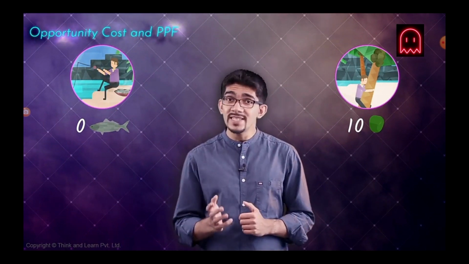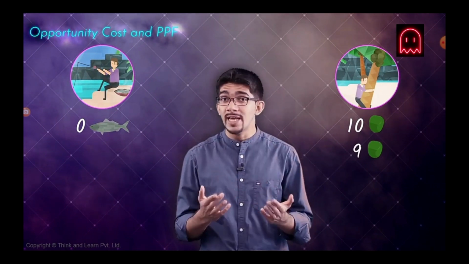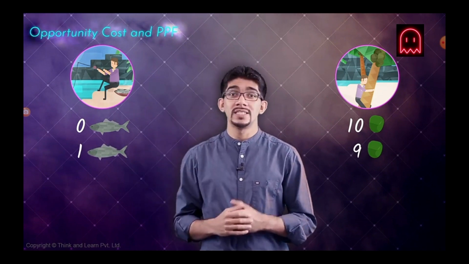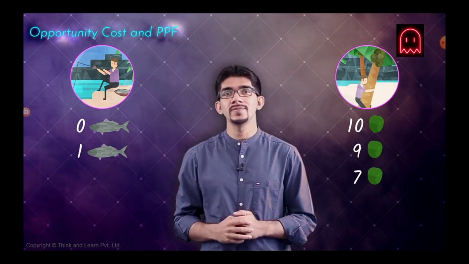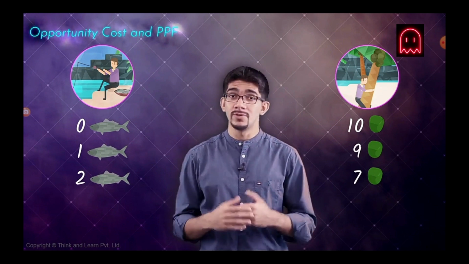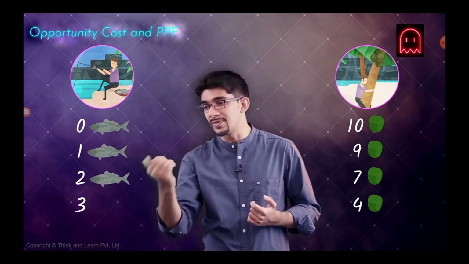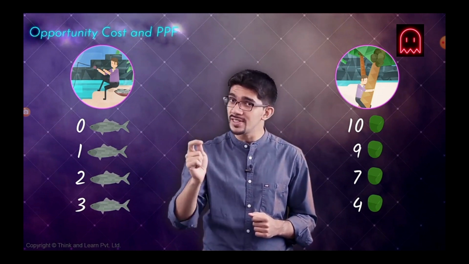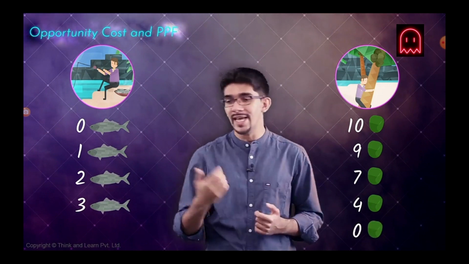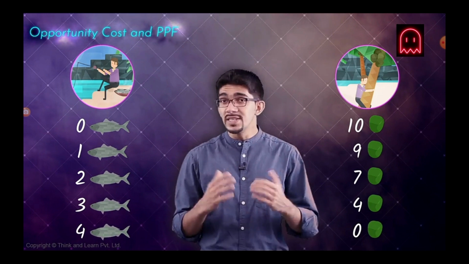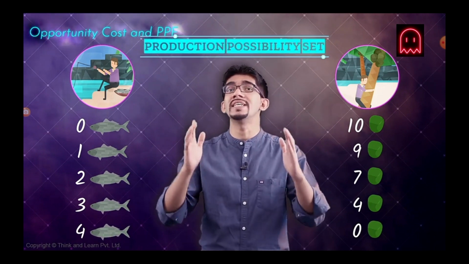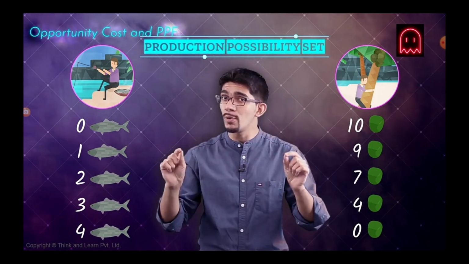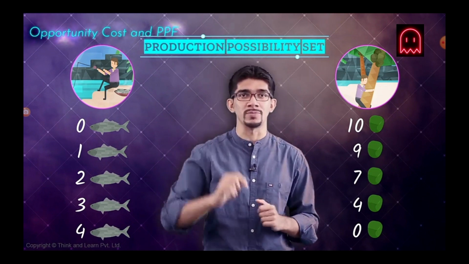So, if he gets 9 coconuts, he'll have time to catch 1 fish. Similarly, for 7 coconuts, he'll have 2 fishes. With 4 coconuts, 3 fishes. And finally, if he spends all his time on fishes, then no coconuts and 4 fishes. This is called a production possibility set. It shows all the possibilities for production in the economy.